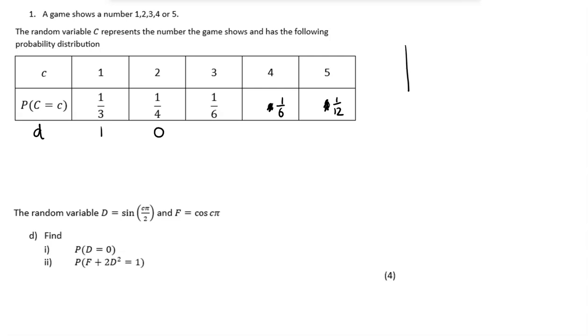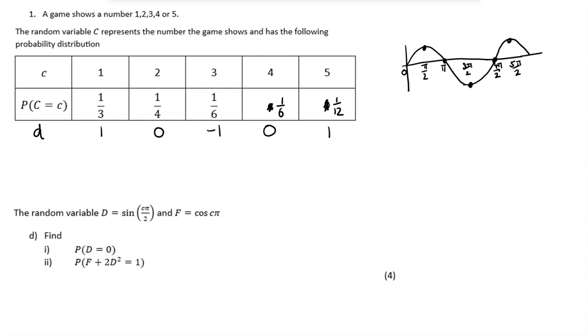And to speed things up a little bit, we can draw a sine graph. And we can just see that we're going up here in multiples of pi over 2. Okay, so we'll have pi over 2, 2 pi over 2, or pi, 3 pi over 2, 4 pi over 2, or 2 pi really, and then 5 pi over 2. So we're going 1, 0, minus 1, 0, 1. So when C is 3, D is going to be minus 1. When C is 4, D is going to be 0. And when C is 5, D is going to be 1.